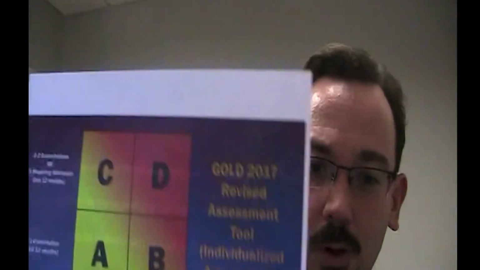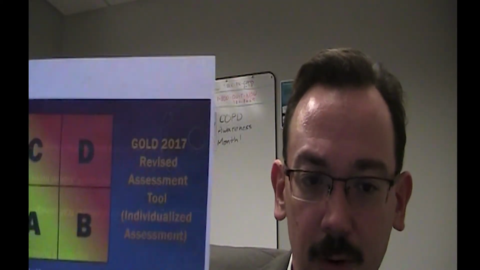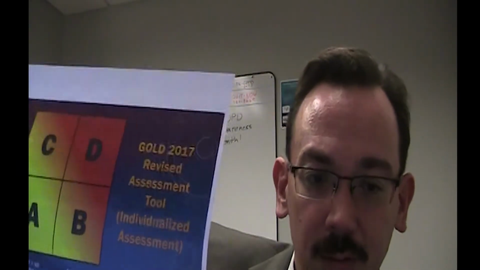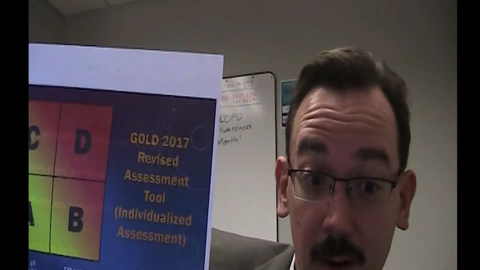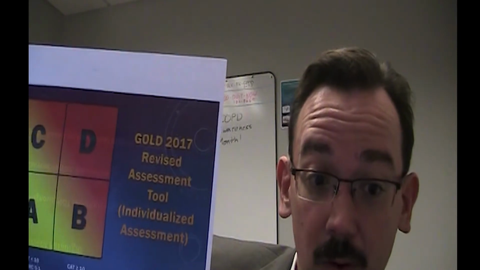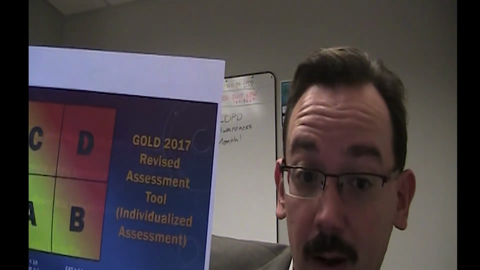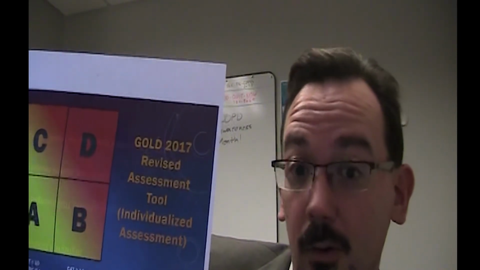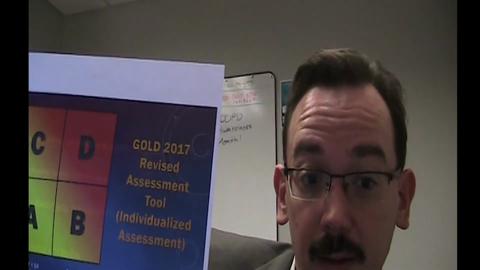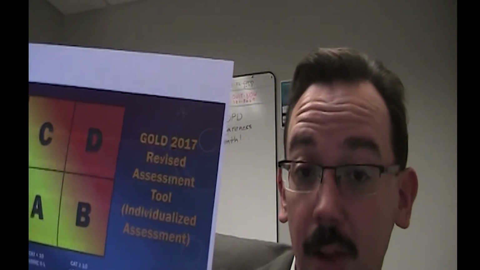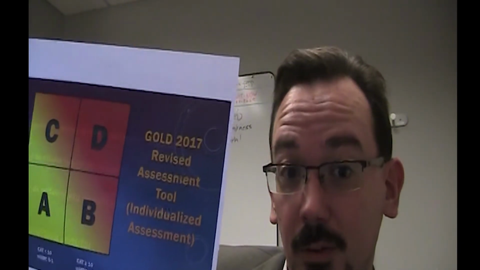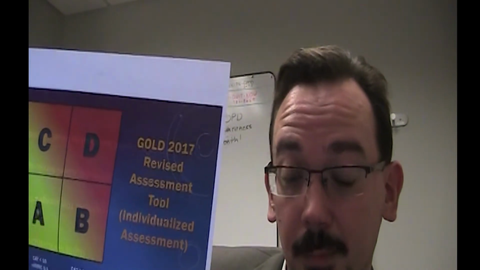And so what GOLD, the Global Initiative for Chronic Obstructive Lung Disease, did was they looked at your history. How many exacerbations did you have in the last year? And they put it over here. If you've had 0 or 1 that didn't require a hospitalization, that's pretty good. You're at low risk. If you've had 2 or more, or if you've had at least 1 that sent you to the hospital, then you are at high risk for having another one. Statistically, the more exacerbations you have, the more likely you are to have another one.